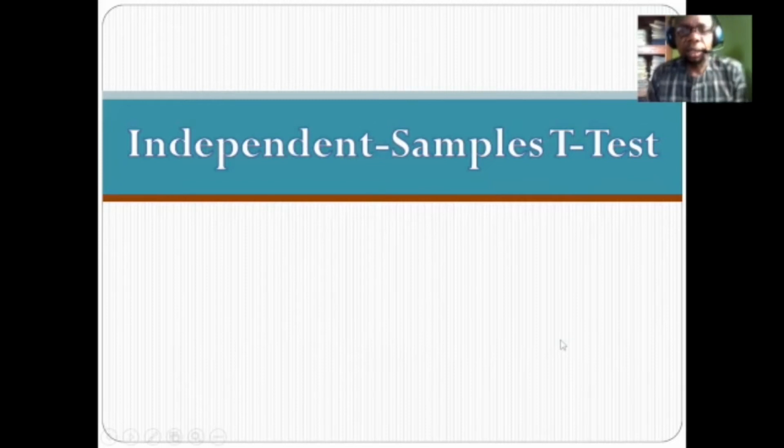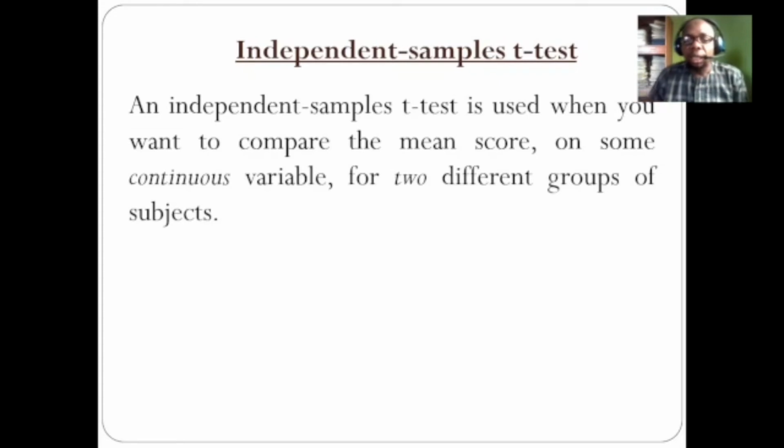You are welcome back. In this aspect, we are going to look at the independent samples t-test. The independent sample t-test is used when we want to compare the mean score on some continuous variable for two different groups of subjects. That is why we call it independent. The first group is independent, the second group is independent. Nothing is mixed up. That's why they are independent on their own.